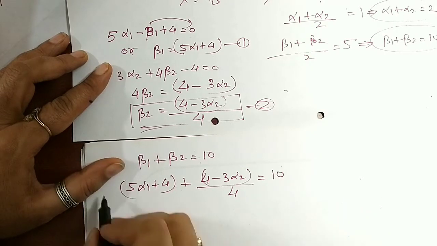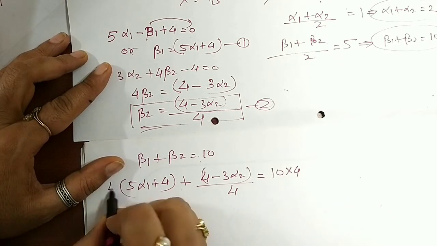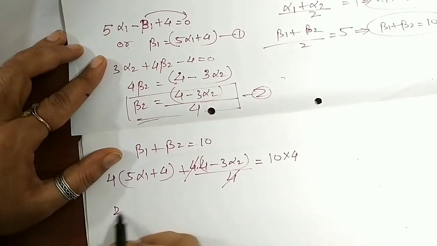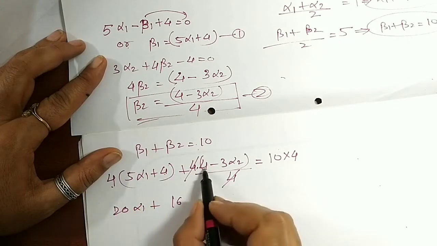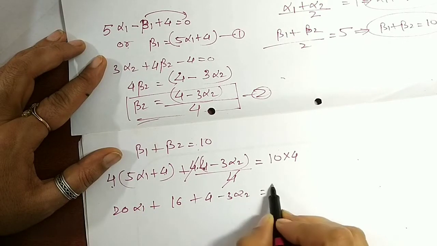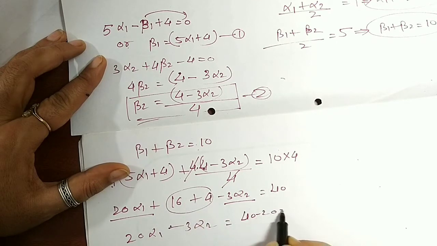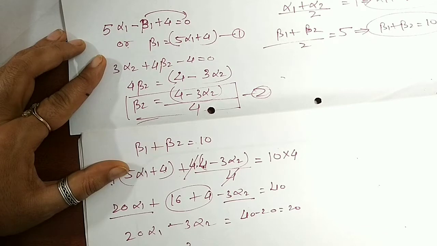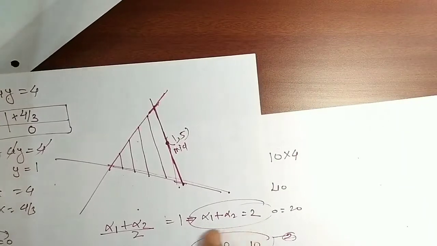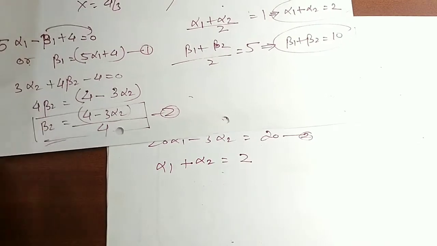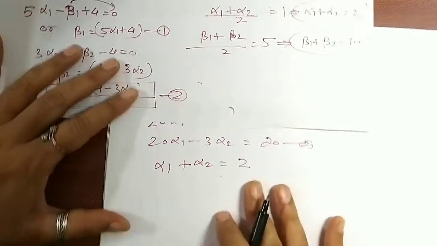Multiply the whole equation by 4 to get rid of this. Now this is 20 alpha 1 plus 4 fours are 16, plus 4 minus 3 alpha 2 is 40. So this minus this: 20 alpha 1 minus 3 alpha 2, and 40 minus 20 is 20. So I am getting 20 alpha 1 minus 3 alpha 2 is 20. This is my second equation. And the first equation that I got, pure in alpha 1 and alpha 2, was alpha 1 plus alpha 2 is 2. Guys, now it's your job to solve.